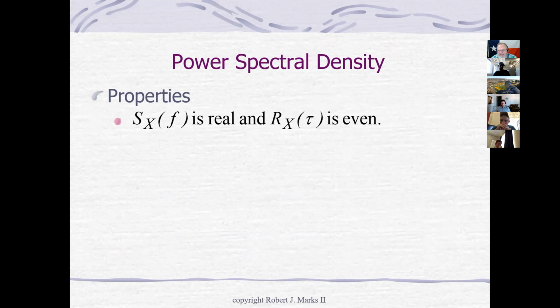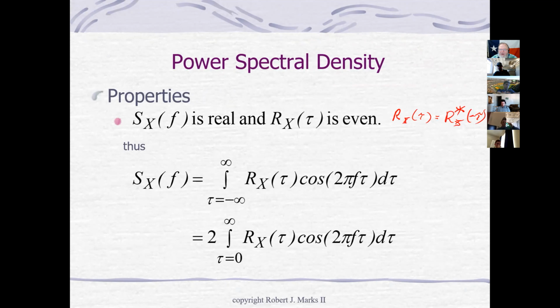Okay, the power spectral density is even because R sub x is even. In the more general case, if you remember, R sub x of tau is equal to R sub x of minus tau. And if indeed you have a complex stochastic process, there's a conjugate here. But still, we're good.